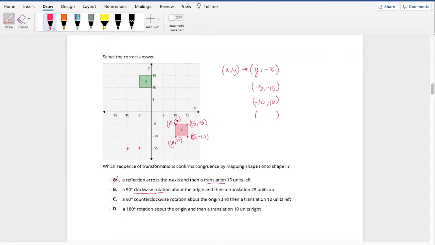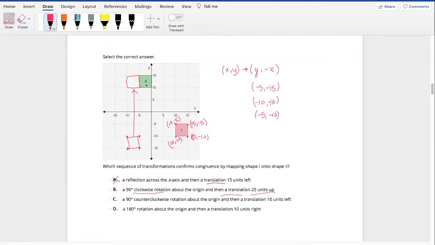Let's try this one, 10, -5. So x and y are going to switch. 5, 10, x becomes the opposite. Okay, and so I can kind of tell here my shape is becoming that square. So it would end up here. Then a translation of 15 units, I'm sorry, 25 units up. Again, we're going by 5. So 5, 10, 15, 20, 25. That means it's going to shift up to that location, 25 up.